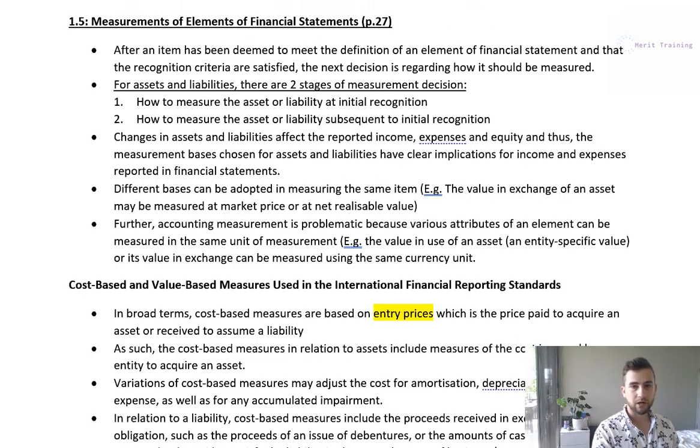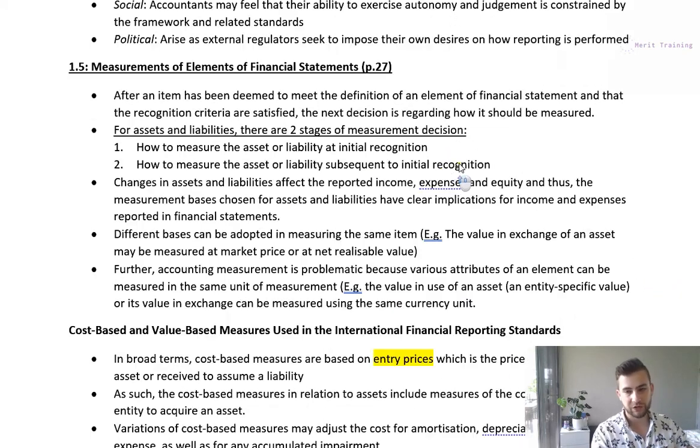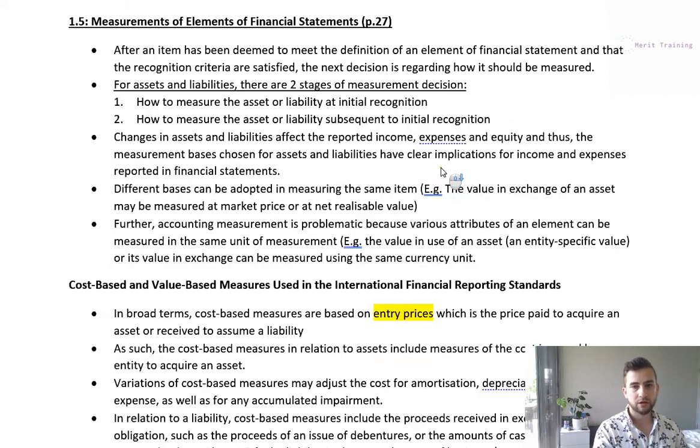So once you've figured out how you're actually going to initially recognize your asset or liability or equity, and the specific standards for each different type, which we'll go through later, it sets out how you need to do it. But the next question is how do we actually measure it? So there's two questions generally with this. Number one, how do we initially recognize it, and how do we subsequently recognize it?